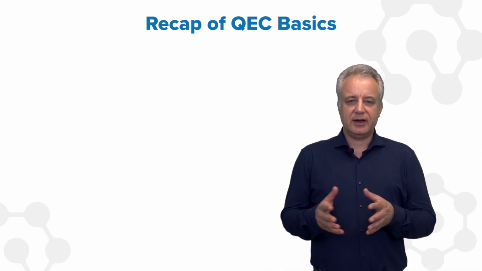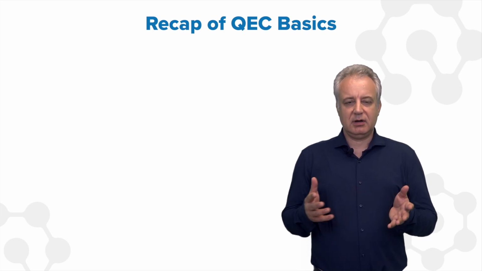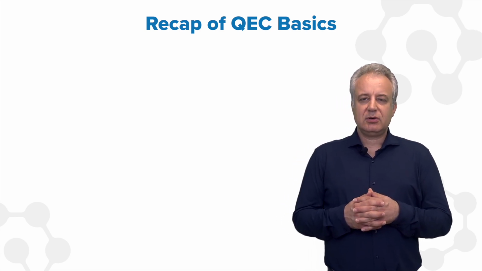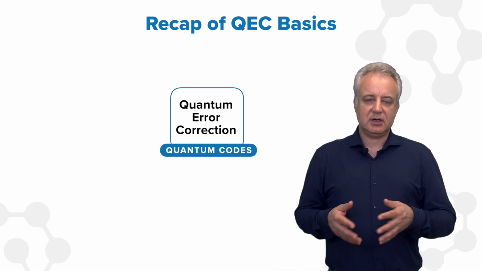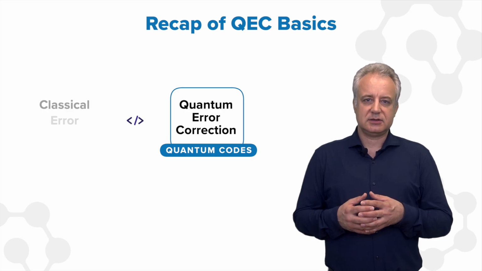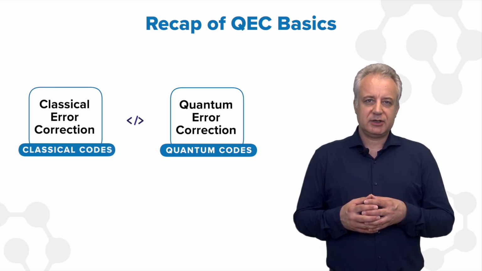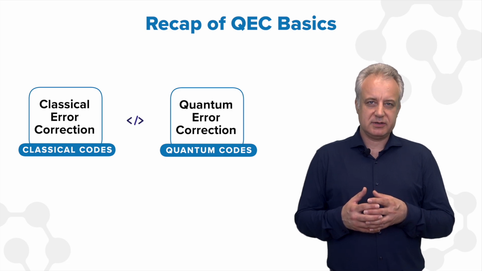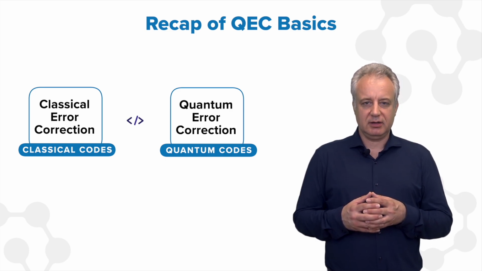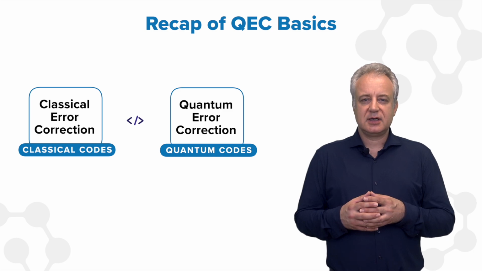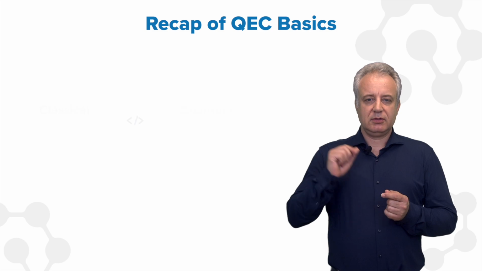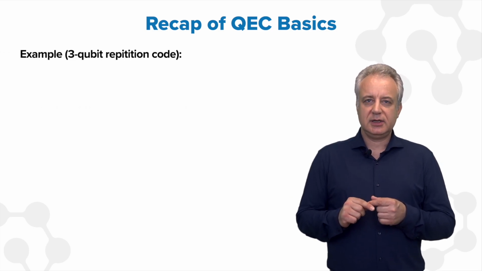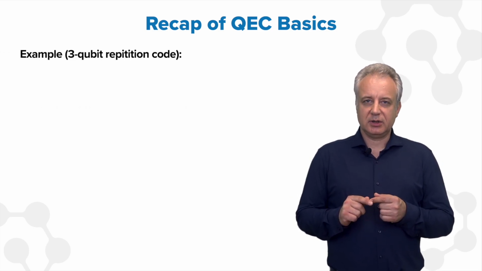So let me just recap the basics so that we are all on the same page. Quantum error correction uses quantum codes, and quantum codes are twins of classical codes. So in a way, quantum error correction can be regarded as 2 copies of classical error correction running in parallel. Let me explain this just for the simple example of the 3-qubit repetition code. The 3-qubit repetition code is not a good quantum code at all. It's a terrible quantum code, in fact, but it's good for explaining things.